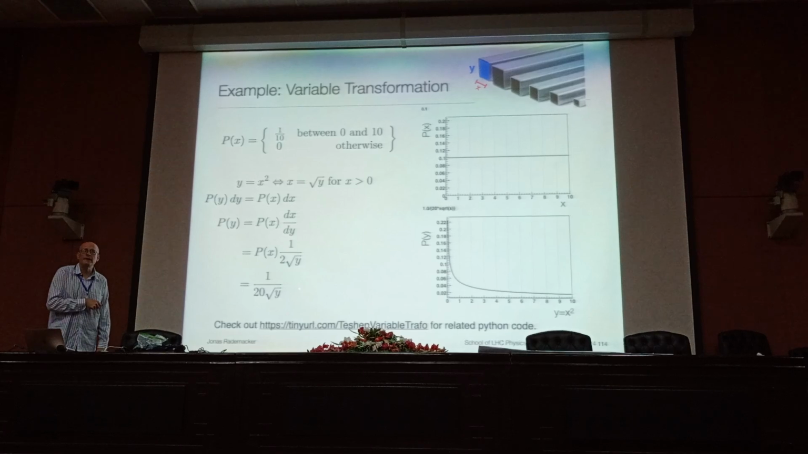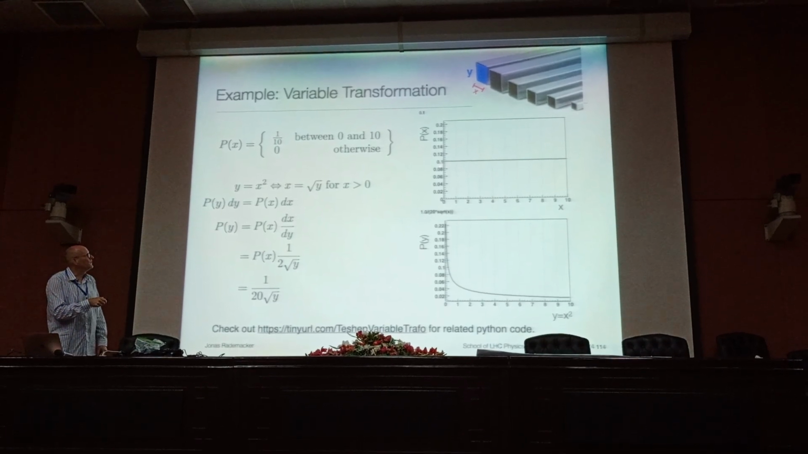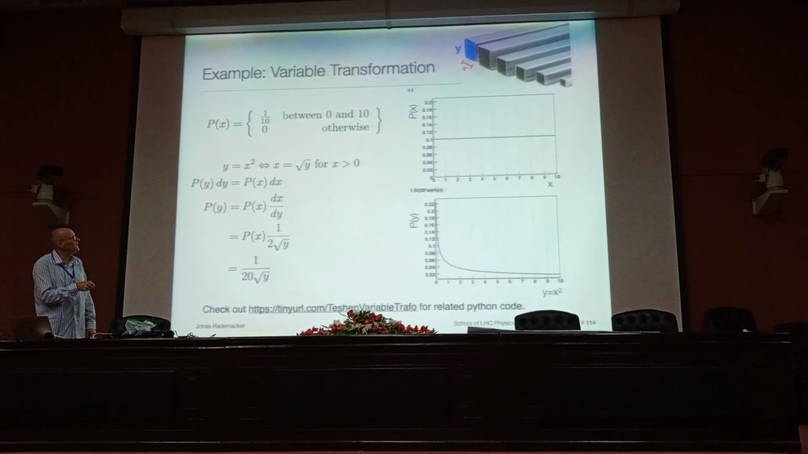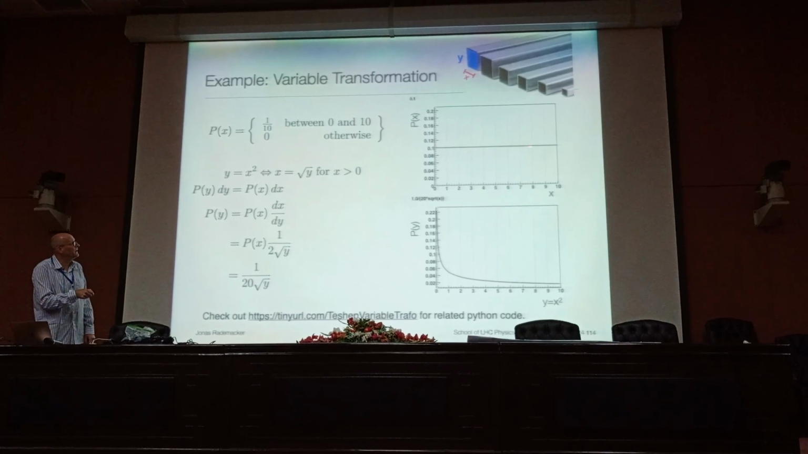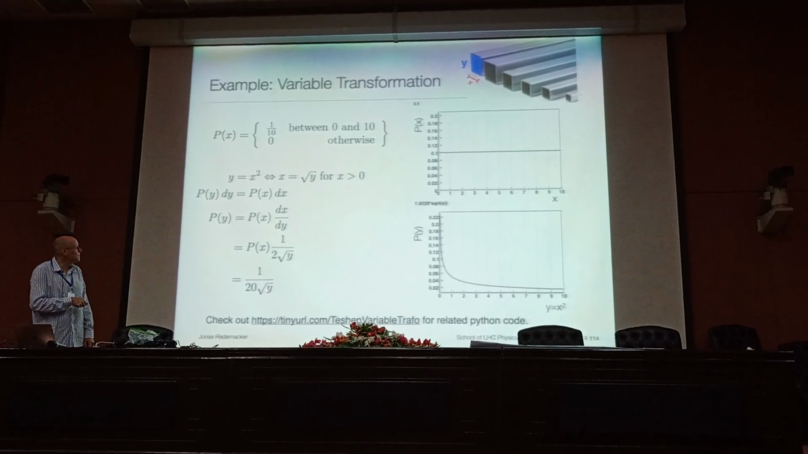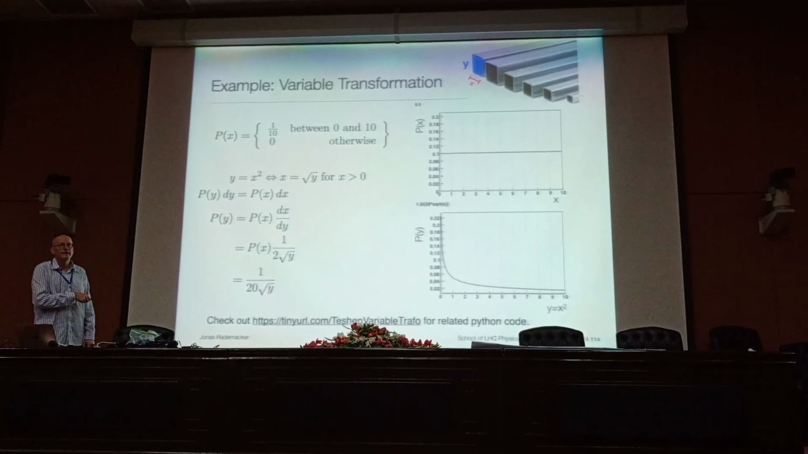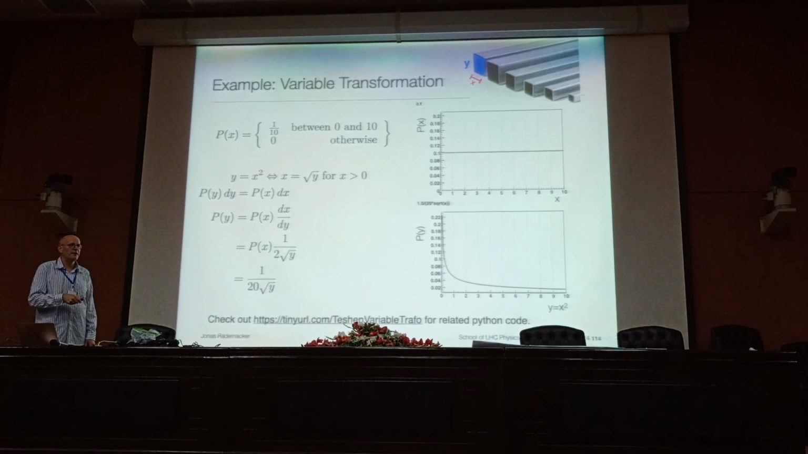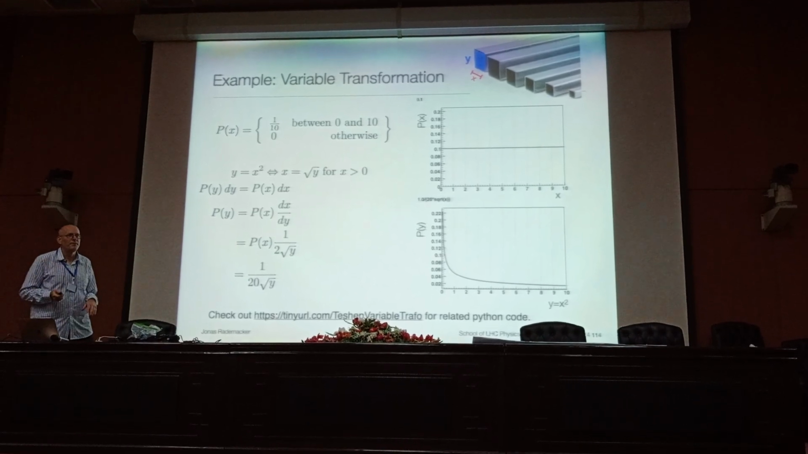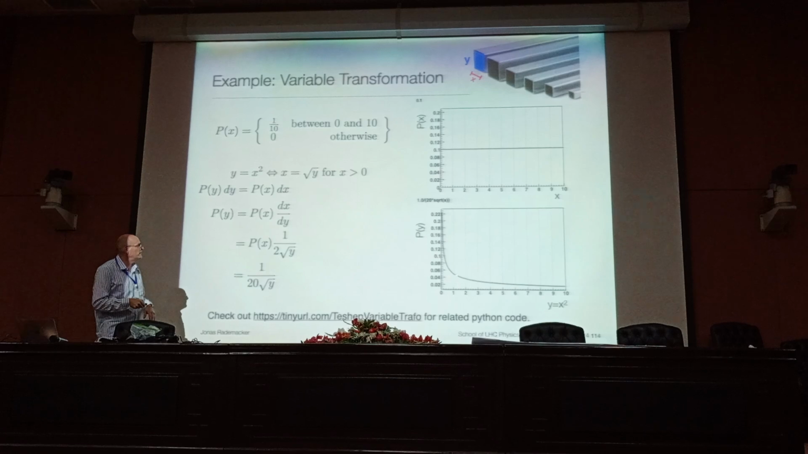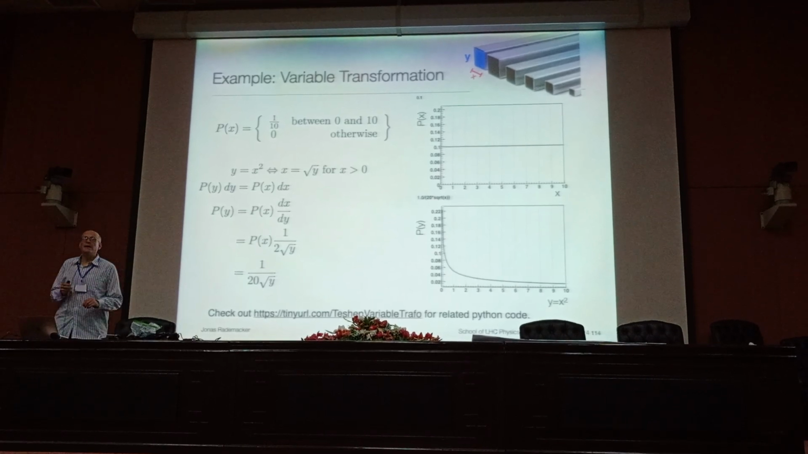It's very different from the previous one. The previous one was flat between these values, and the value was 0.1 and 0 elsewhere. This one is not bounded. It goes all the way to infinity. It has a very different shape. You can change the shape of these things quite a lot, and you can use this.